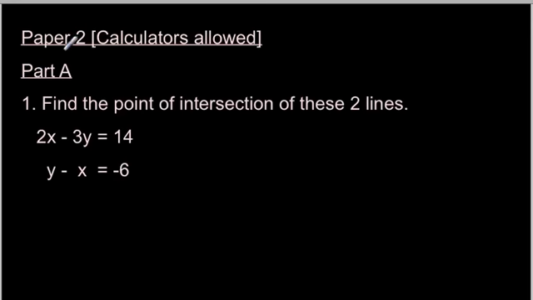And once again, paper 2 is split between part A and part B. Try to finish part A as fast as possible so you can spend more time on part B, which is generally a little bit more difficult. All right, so number 1, find the point of intersection of these two lines.